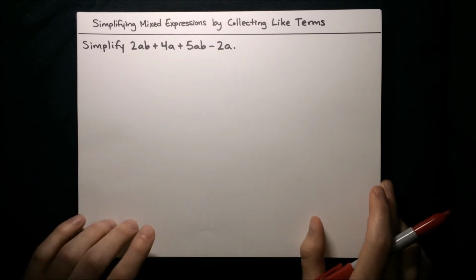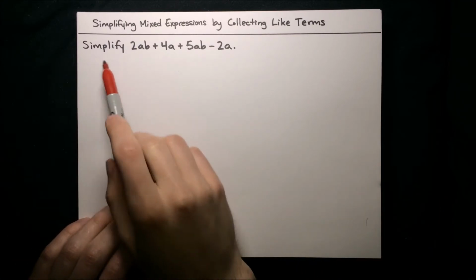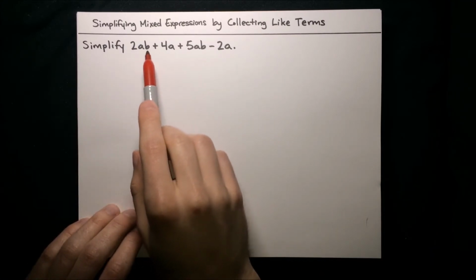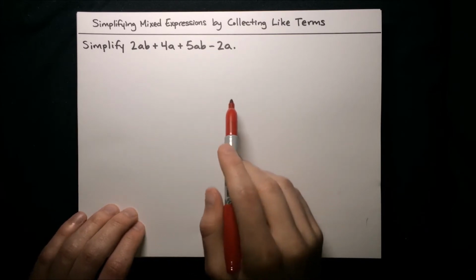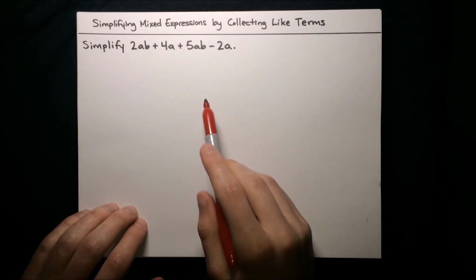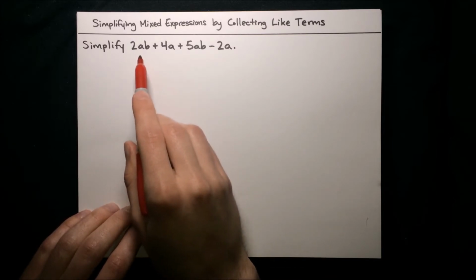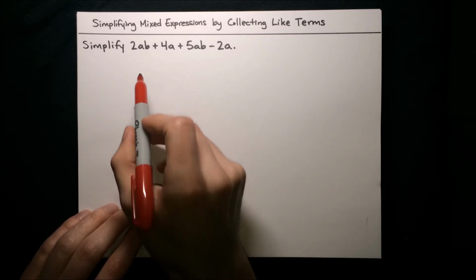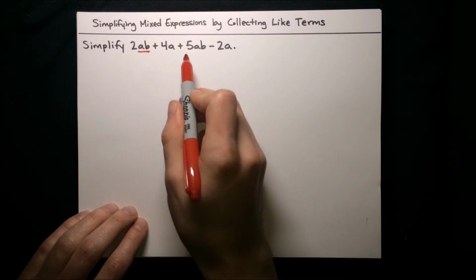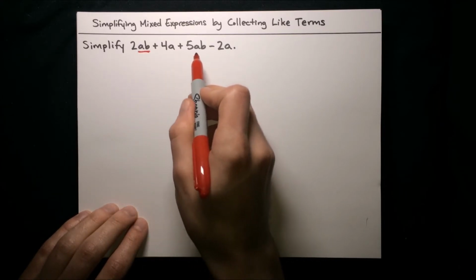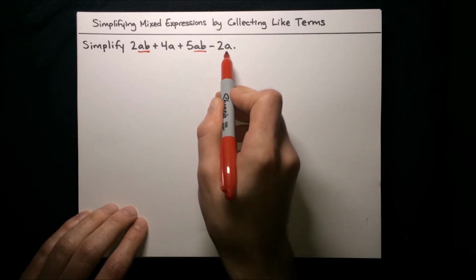Okay, so here's another problem. We want to simplify this expression: 2ab plus 4a plus 5ab minus 2a. So why don't we start by looking for like terms. So we're going to be looking at the variable parts. First we see an ab. So let's underline that. Do we see any other ab's here? Not that. Hey, there's one here. And then not that one.